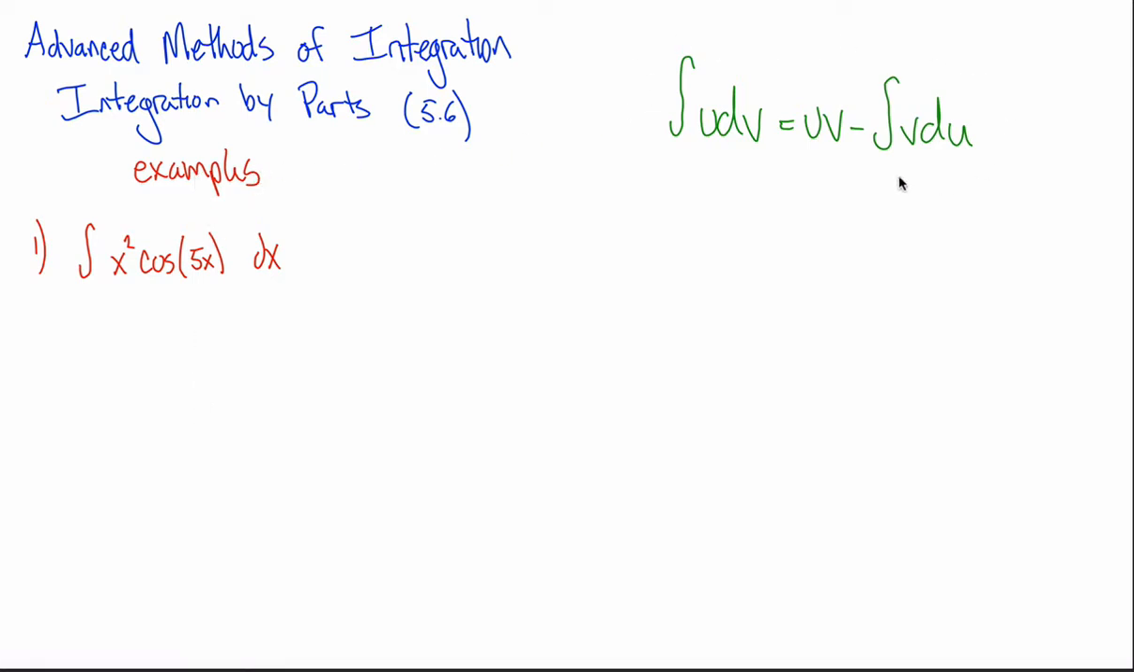So in the last video, we came up with this formula. It's a good formula to have memorized. It's the integration by parts formula. And we'll use that formula in all the examples we do in this video. So this first example, we're asked to find the integral of x squared cosine of 5x dx.